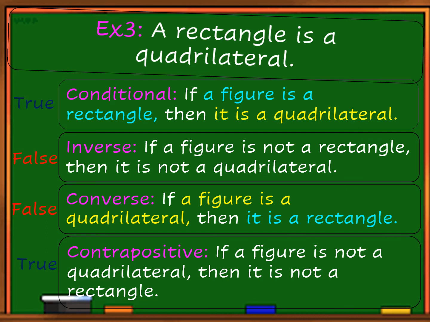From this example, the truth values of the conditional and contrapositive statements are the same. They are both true statements. Hence, they are considered equivalent statements. Equivalent statements are statements that are both true or both false. What other statements are equivalent in the set? Correct. The inverse and converse statements are equivalent statements also because they are both false statements.